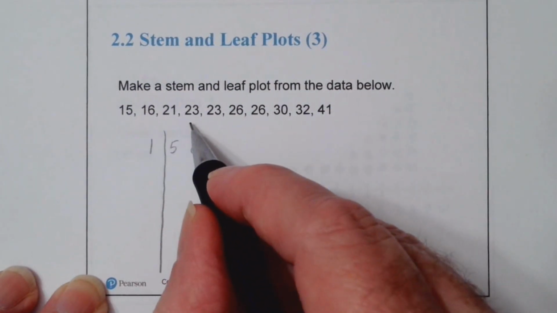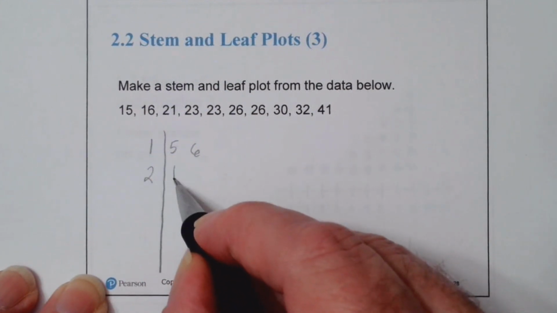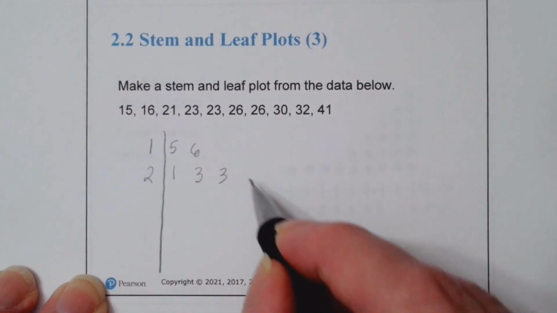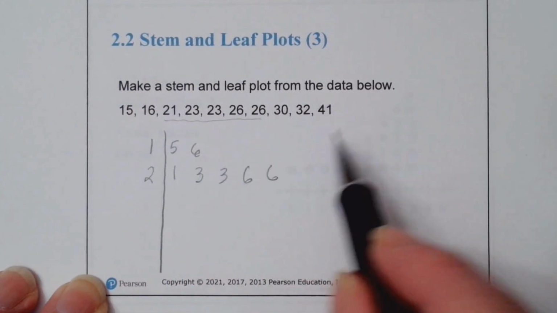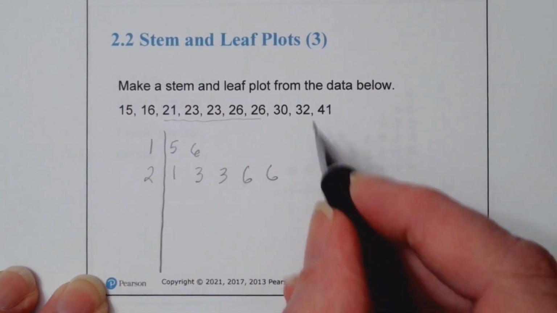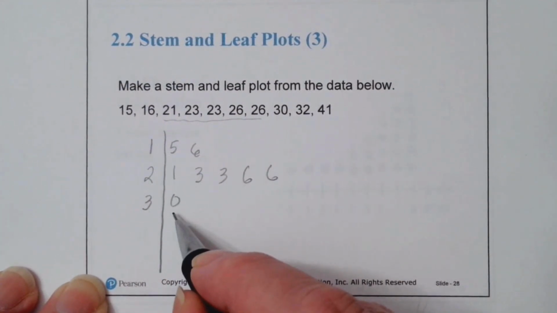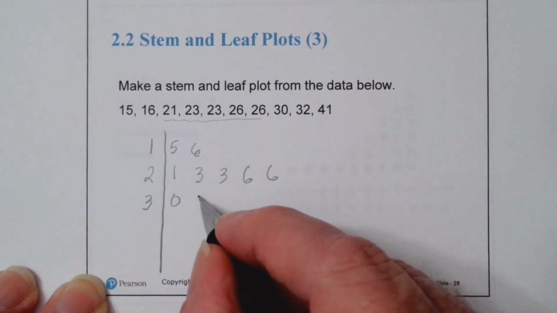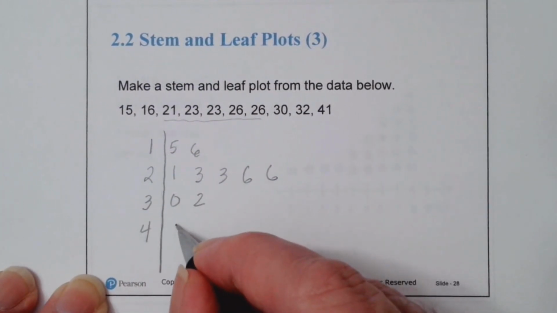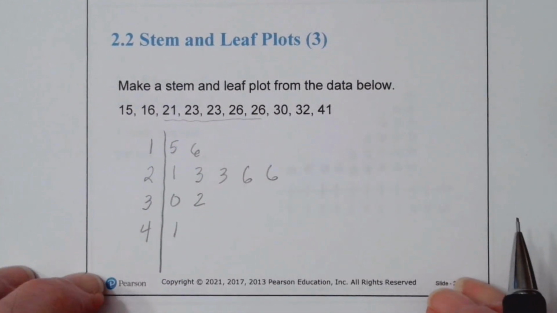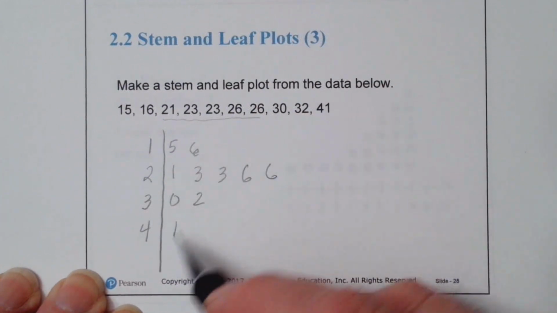And then we have 21, two 23s, and two 26s, so let's put a 2 here. We've got a 1, 3, 3, and 6 and 6. And so that takes care of these. Then we have two that are in the 30s. We have 30, so we'll write that 0 there, so this represents 30, and also 32. And then 41, we put the 4 here and the 1 there. All right, so that's how you would draw one of those. Again, you can see this one's kind of bell-shaped.